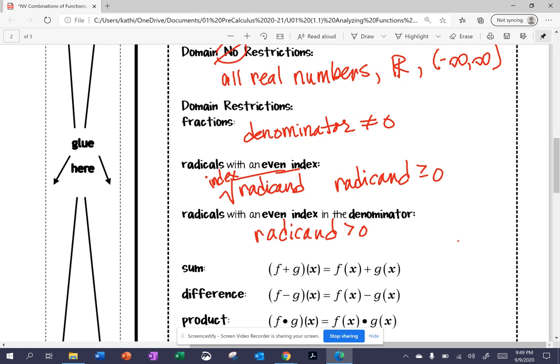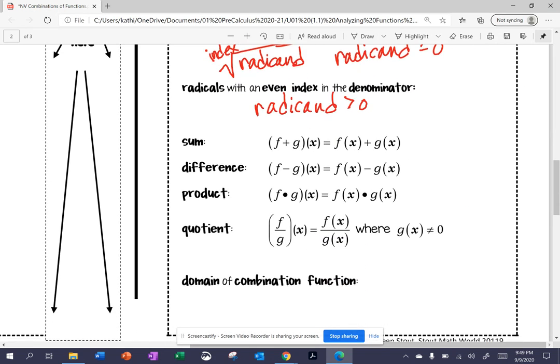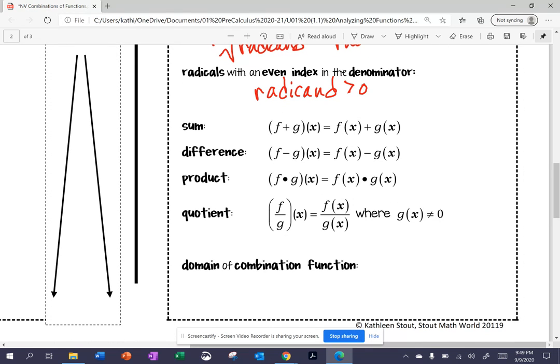Okay, so we are talking about the sum, difference, product, and quotient of two different functions. The sum of f plus g of x is f of x plus g of x. The difference of f minus g of x is f of x minus g of x. The product of f times g of x is f of x times g of x. And the quotient of f divided by g of x is f of x divided by g of x, where g of x cannot equal zero.